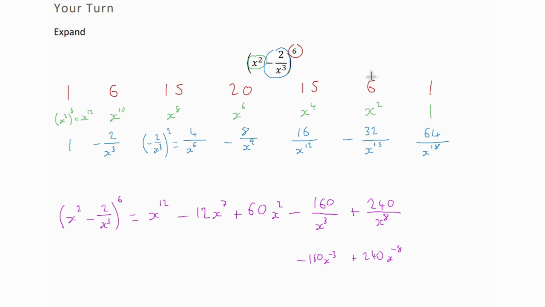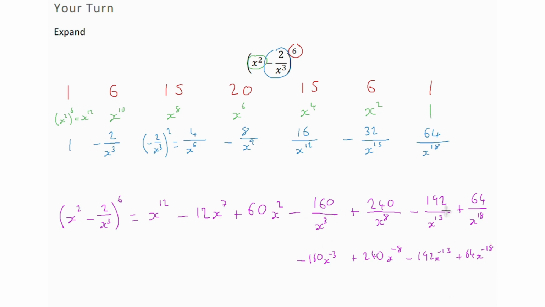And then we've got this one here, 6 times 32, which is equal to 192. So minus 192 over, and then this time we're going to get x to the 12 on the bottom. Or we might have written that as minus 192 x to the minus 12. No, not 12, is it? It's 13. It's 13 there because it is 2 minus 15. And finally, we've got 64 over x to the power of 18. And again, maybe we wanted to rewrite that as 64 x to the minus 18. We could have done either of these.